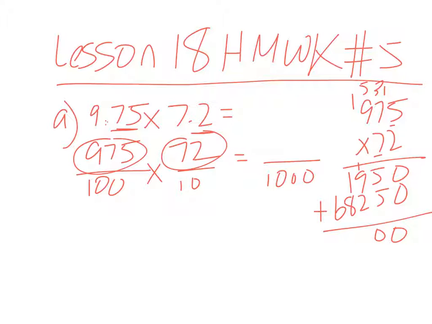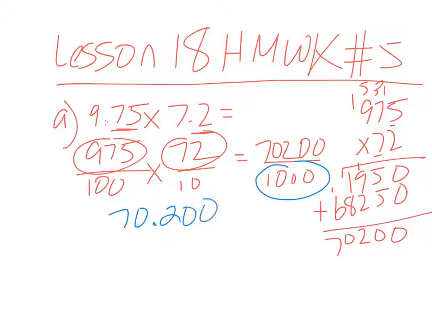Add the two rows together. When you do that, you get 70,200 thousandths. So all in class today we worked on, if your denominator is 1,000, that means in your answer you have to have three numbers after the decimal point. So then our answer would be 70.200. That would be in thousandths.